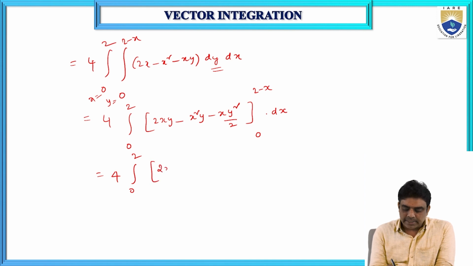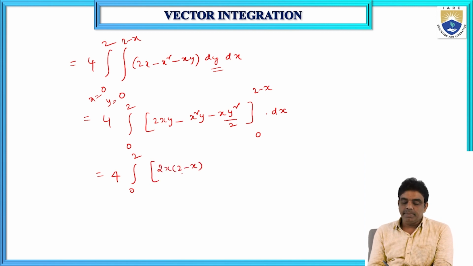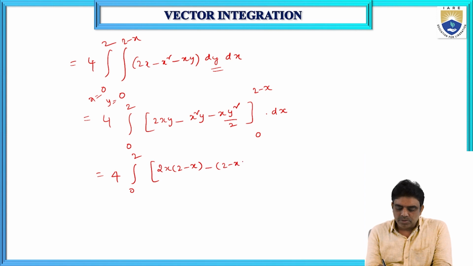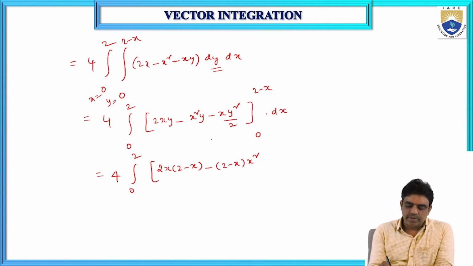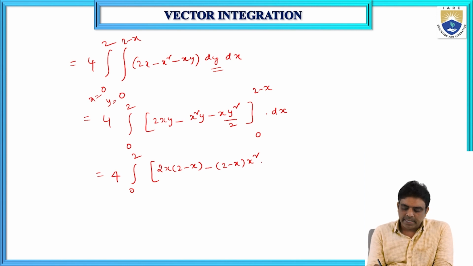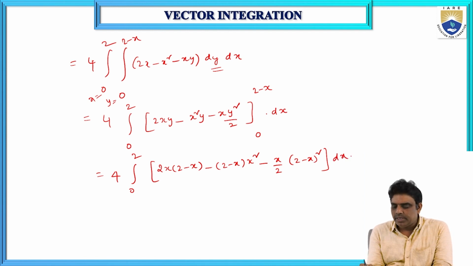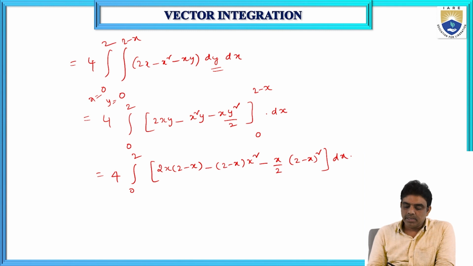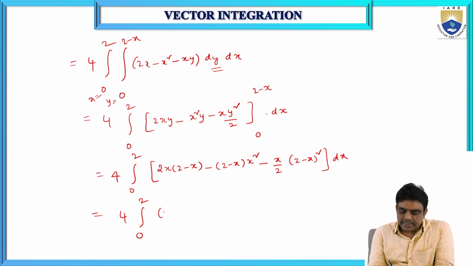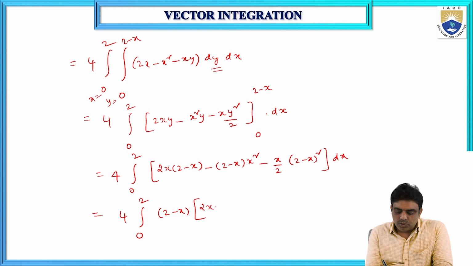What is the upper limit? 2x into 2 minus x, that is one limit. Minus 2 minus x into x square, x square as it is. Instead of y, you write 2 minus x, minus x by 2 into 2 minus x whole square, and lower limit 0, 0, 0. So we need not consider any term from the lower limit. So what is this? 4 into integral 0 to 2. We can take 2 minus x outside. 2 minus x is common. So on taking out, we will get 2x minus x square minus x by 2 into 2 minus x.